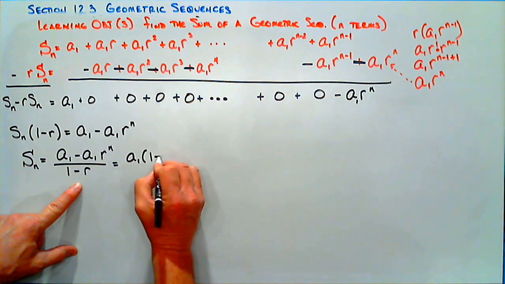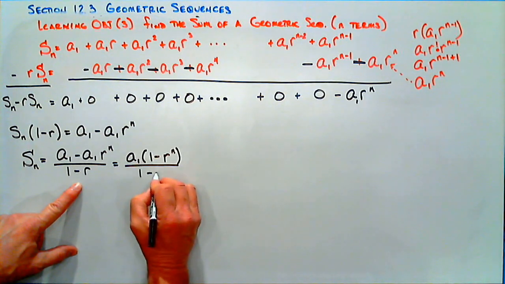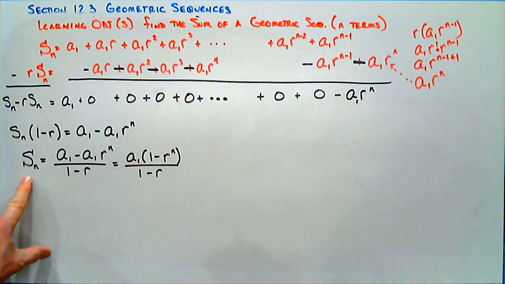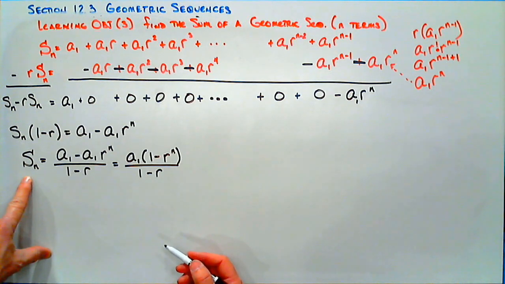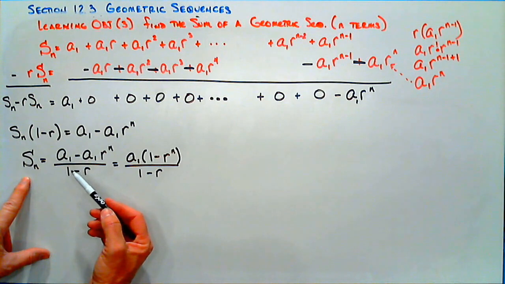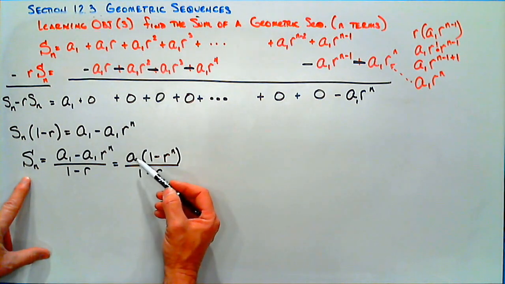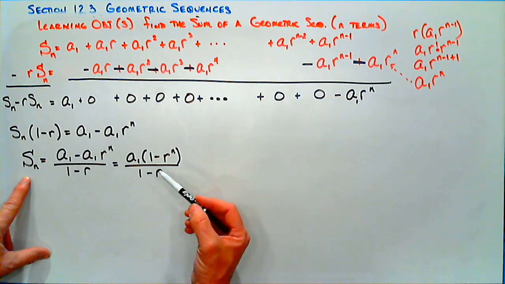A1 times 1 minus r to the n divided by 1 minus r. This is our formula for the sum of the first n terms of a geometric sequence. If we sum up the first n terms, this is the formula we're going to use: A1 times 1 minus r to the n divided by 1 minus r.